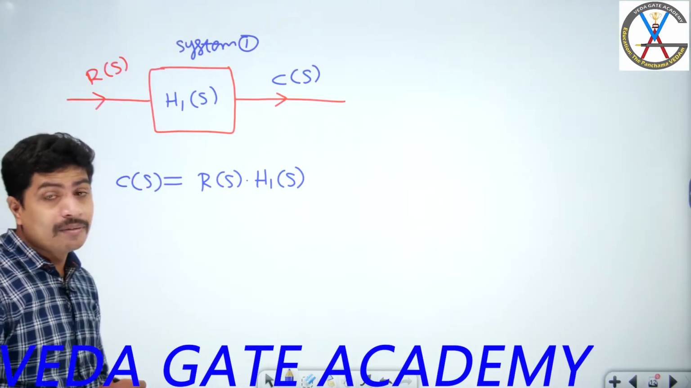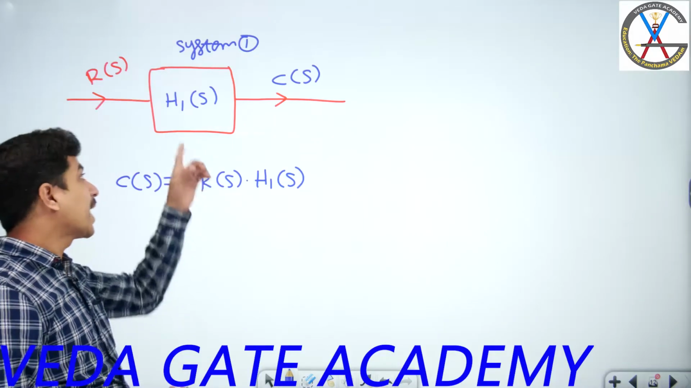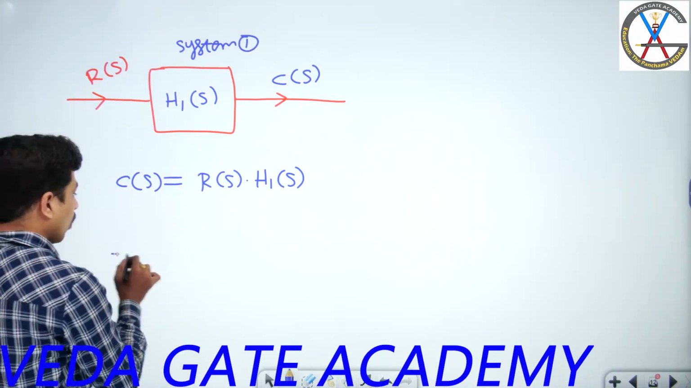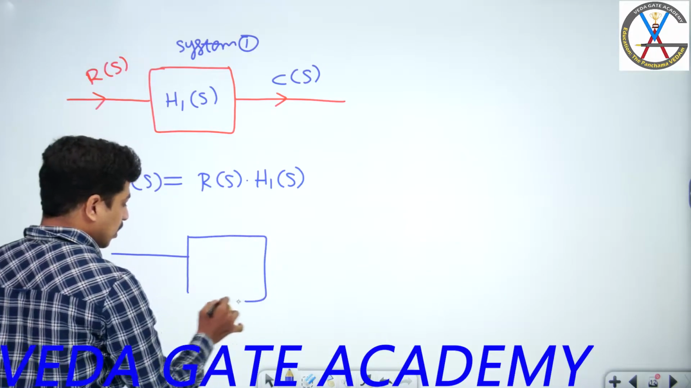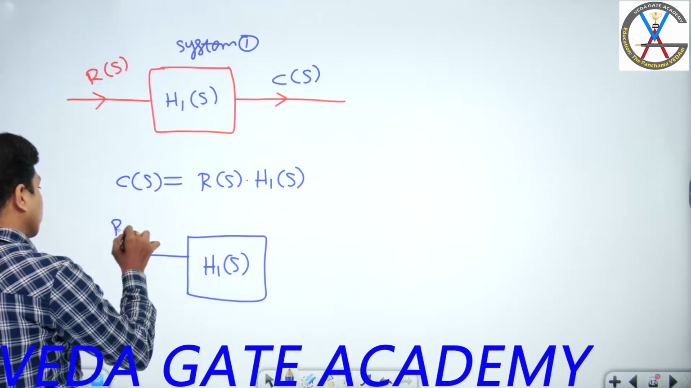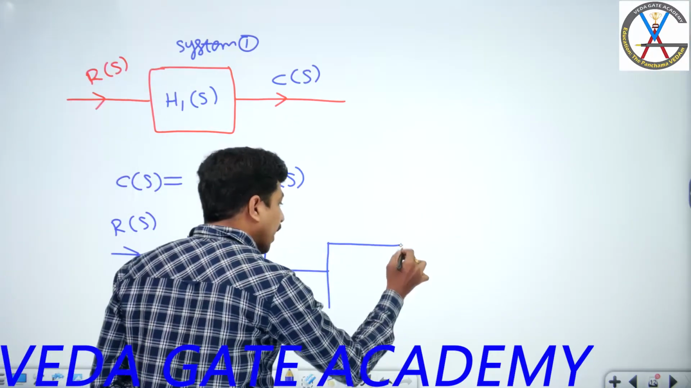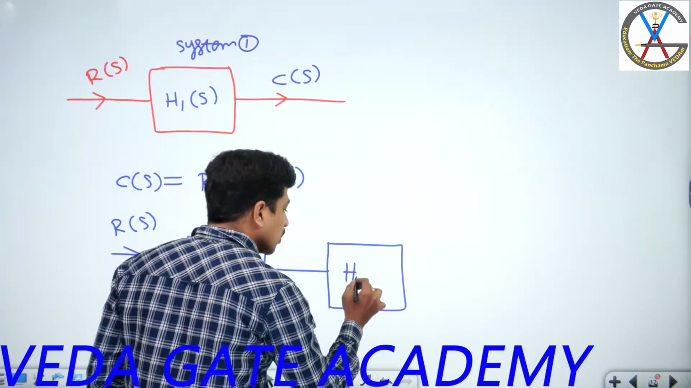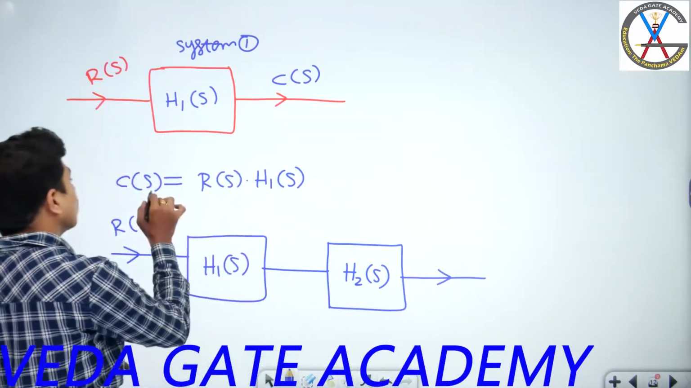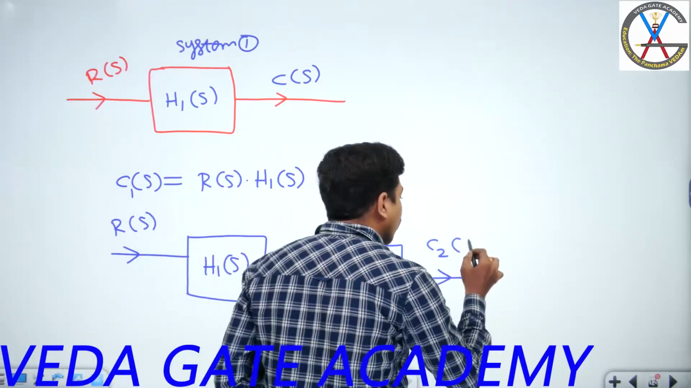Now what I will do is introduce a new system in cascade to this system. H1 of S I am taking as it is. Input is R of S. I am going to connect a new system whose function is represented as H2 of S. Now I want the output. I call this one C1 of S. I want C2 of S.